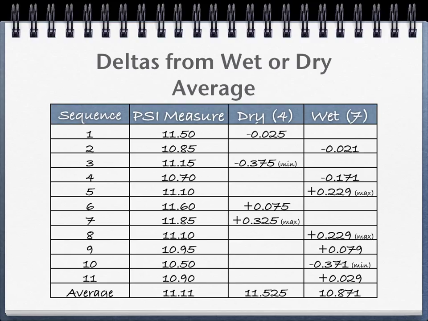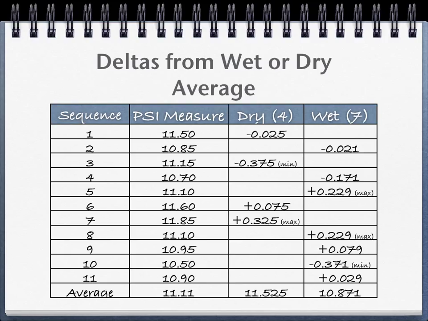This slide just takes a slightly different perspective on the previous slide, and it presents the dry and wet PSI numbers as deltas from their respective average. And the min and max are also identified. So for the dry ball, the min is 0.375 less than the average of the dry balls. And the max for the dry balls is 0.25 psi above the average. So it's reasonably well balanced.